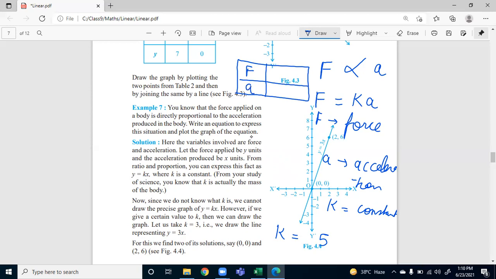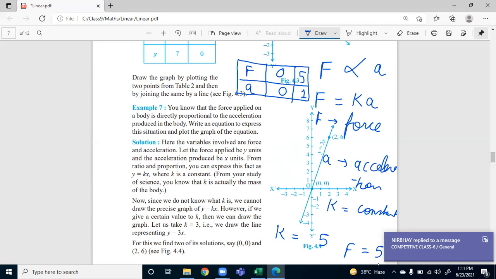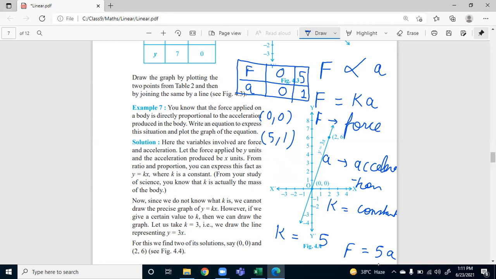Now the equation is f is equal to 5 into a. If I put a as 0, then what is the value of f? 5 into 0 is 0. So f becomes 0. If I put a as 1, then what is the value of f? 5 into 1 is how much? 5. So now we have 2 points. You can see the first is 0 comma 0, and another one is 1 comma 5. You just have to plot these points and you are done.